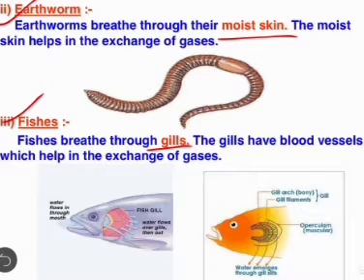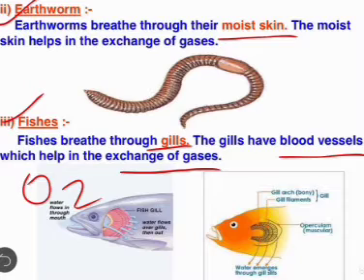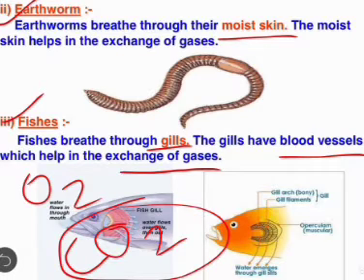Fishes exchange gases by pulling oxygen-rich water through their mouths and pumping it over their gills. Gills have blood vessels which help in exchange of gases, that is exchange of CO2 and oxygen. CO2 from the blood enters the water and oxygen from the water enters the blood vessels by diffusion. The gills push the oxygen-poor water, that is carbon dioxide-rich water, out through the openings called gill slits.